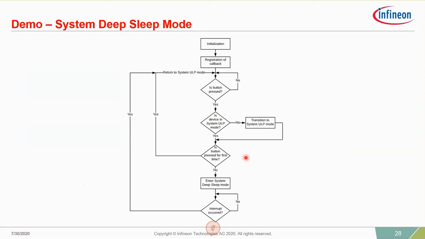And it checks if the button is pressed for the first time or the second time. If it is pressed for the first time, then it will attempt to go into deep sleep mode. And in the callback, I've told the device not to enter deep sleep mode by returning false there. And because of this, the device returns to system ULP mode and the loop continues. If the button is pressed for the second time, then the device successfully enters system deep sleep mode and waits for any interrupt that occurs. Now we'll go into Modus Toolbox to see how the code is implemented and how the callbacks are used.